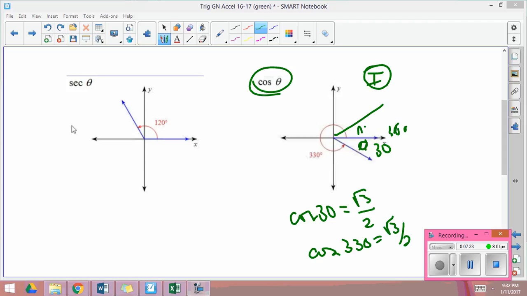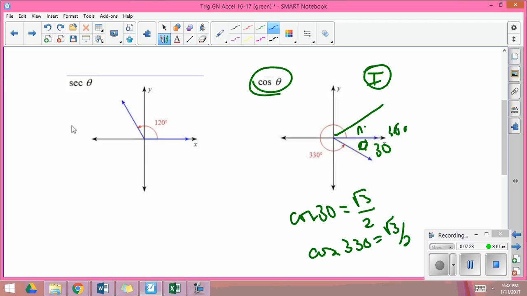Now, when it comes to something like secant, I want to think about what reciprocal is that? Well, secant and cosine are reciprocal. So I'm going to think in terms of cosine to start with. So 120 degrees has a reference angle of 60, because if I'm 120 around, to get to 180, I would have to go 60. So what is the cosine of 60?